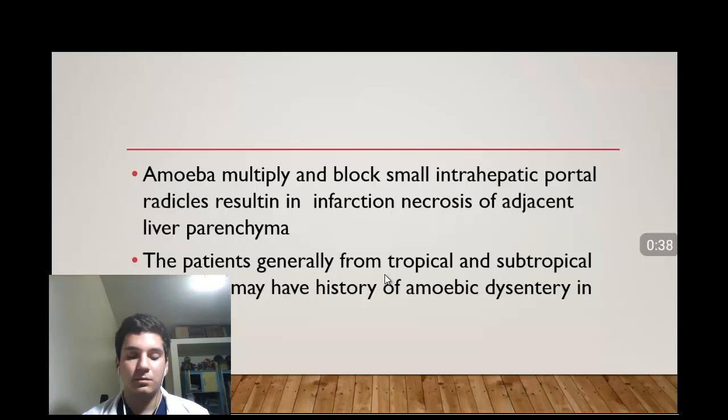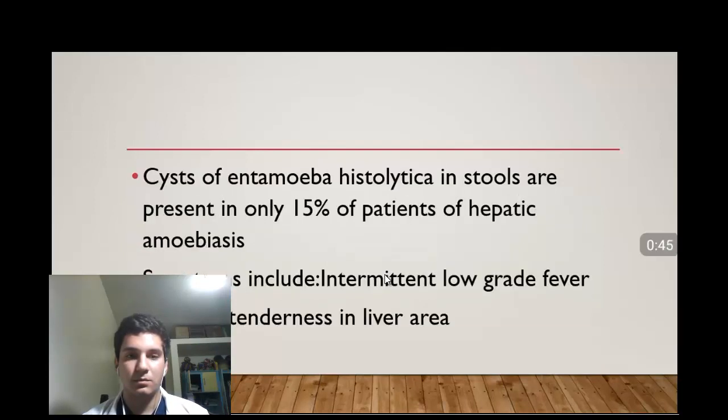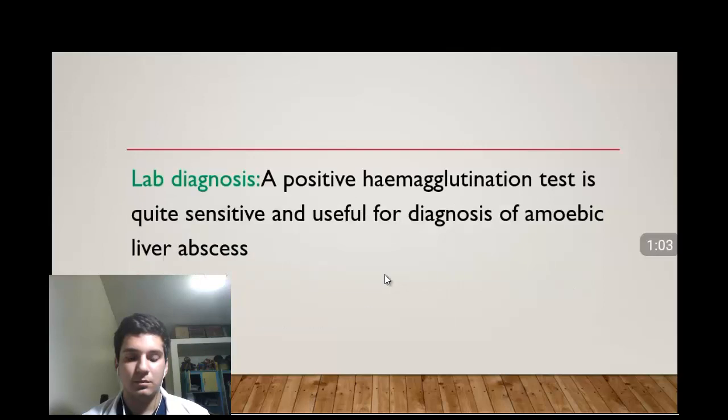The patients, generally from tropical and subtropical countries, may have a history of amoebic dysentery in the past. Cysts of Entamoeba histolytica in stools are present in only 15% of patients of hepatic amebiasis. Symptoms include intermittent low-grade fever, pain and tenderness in the liver area. Coming to the lab diagnosis, a positive hemagglutination test is quite sensitive and useful for diagnosis of amebic liver abscess.